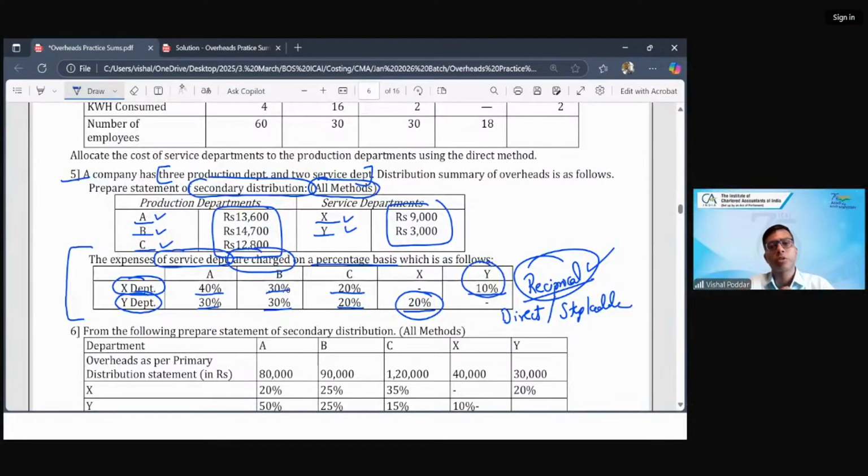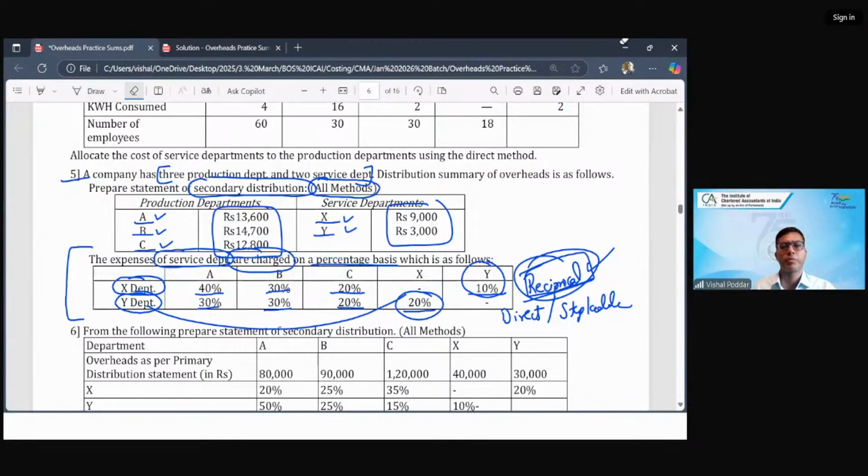Originally, the question is of reciprocal, but they ask you to solve it by step ladder. So this is possible even for exam questions. Now, when this is possible for exam questions, then comes how to solve it. So the answer is simple. My question falls in the reciprocal category. Why? X is giving to Y, Y is giving to X. So both are serving one another. So it is the case of reciprocal.